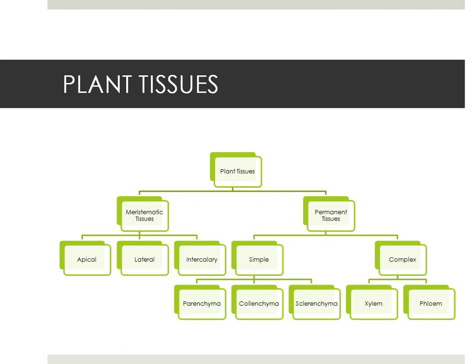So plant tissues are broadly classified into meristematic tissue and permanent tissues. Meristematic tissues are further classified into apical, lateral, and intercalary. Permanent tissue, on the other hand, are of two types again, simple and complex. Simple permanent tissues are again of three types: parenchyma, collenchyma, sclerenchyma. Complex tissue, on the other hand, are xylem and phloem. We will look at all of them one by one.